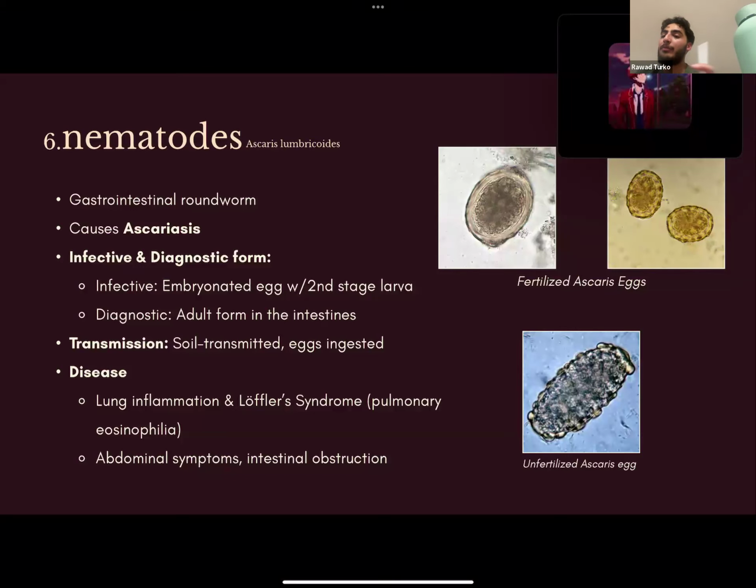Okay, so you can have an embryonated egg, but the larva inside is still not fully formed. That's not the infective stage. The infective stage is specifically an embryonated egg with second stage larva inside. And the diagnostic, again, is the adult form that's found in the intestines.